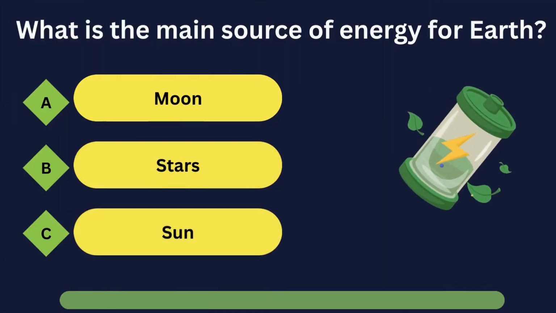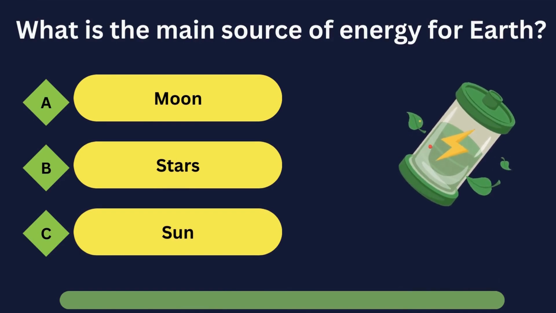What is the main source of energy for Earth? A. Moon. B. Stars. C. Sun.